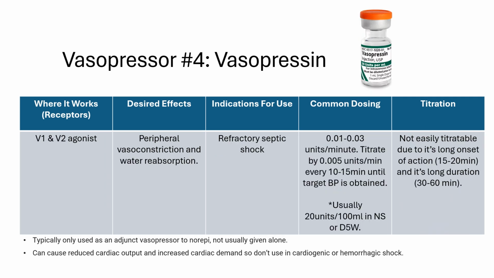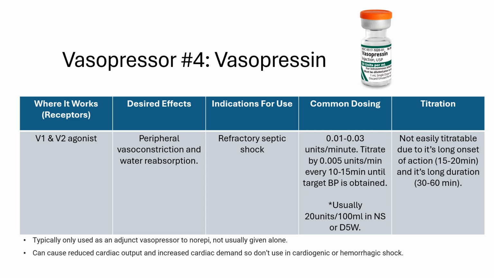All right, so next up is vasopressin. Vasopressin is a V1 and V2 agonist. So this is going to cause peripheral vasoconstriction and help with water reabsorption, which is inadvertently going to affect our blood pressure. Typically with vasopressin, we're going to use this for refractory septic shock. We also use vasopressin for other things, like if we have a diabetes insipidus patient, but there we're using it for a different reason.